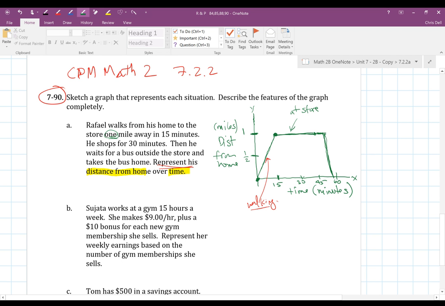So there we go. Now he's at home, back to home. We'll label that on bus, on the way home. Okay, all right, so there's my first graph.